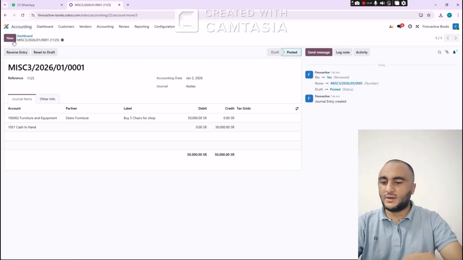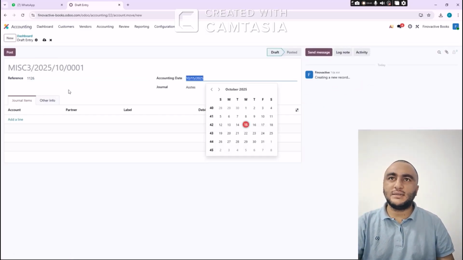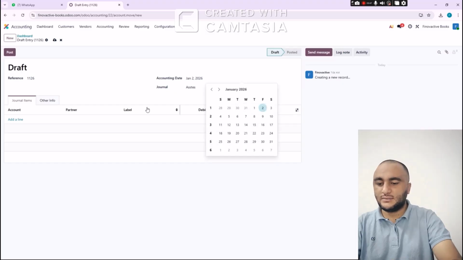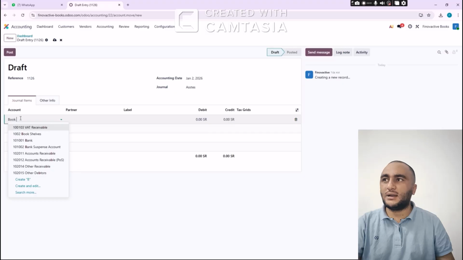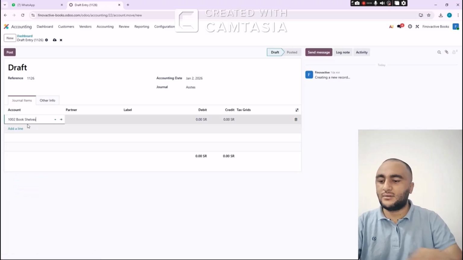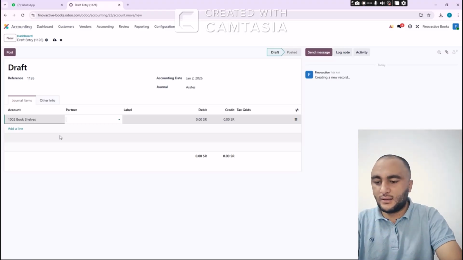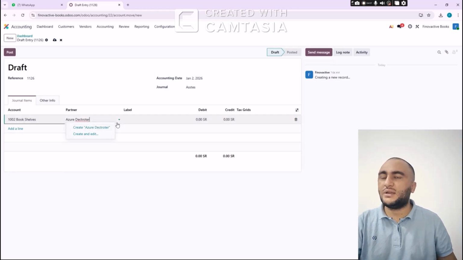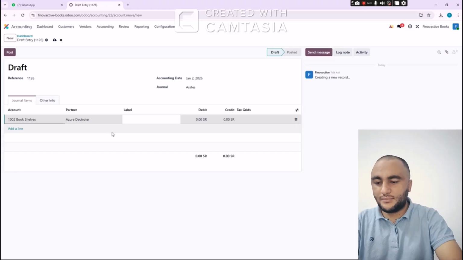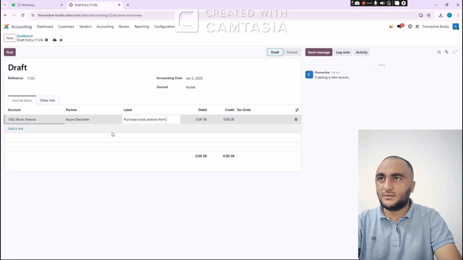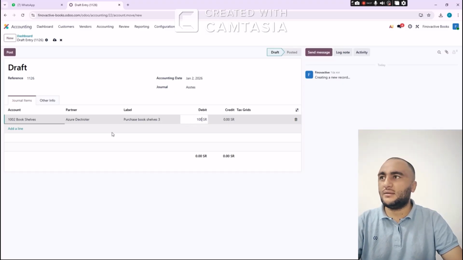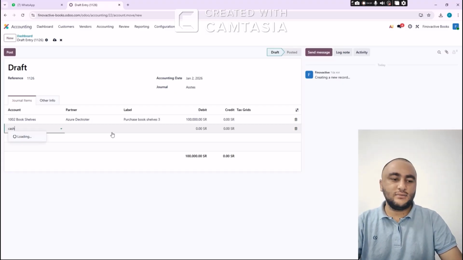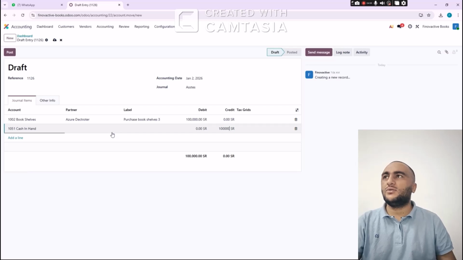One more entry, 1146, and it's again on 2nd January 2026. It's bookshelves. I have already created this account. If you cannot find it, you can create this account. Bookshelves we purchased from Azure Decorator. Let's say this is a company that makes bookshelves. Label: purchase bookshelves from bookshelves 3, and the amount was 100,000, and cash in hand will be credited with 100,000. Now you can post this entry.